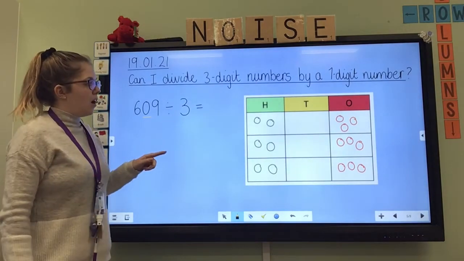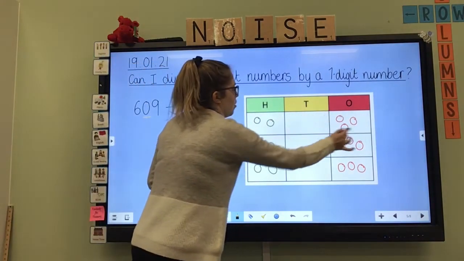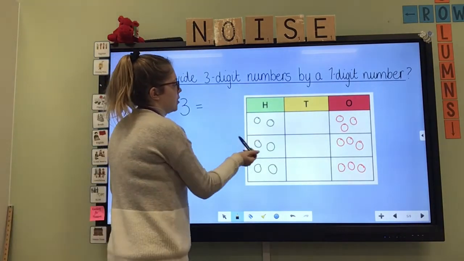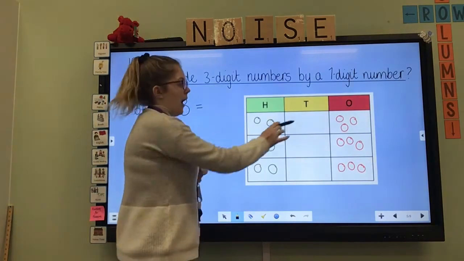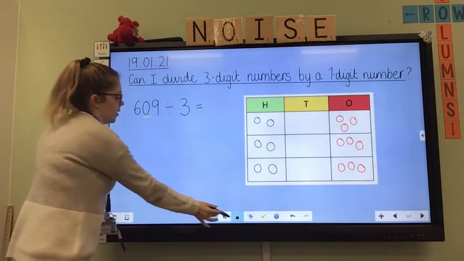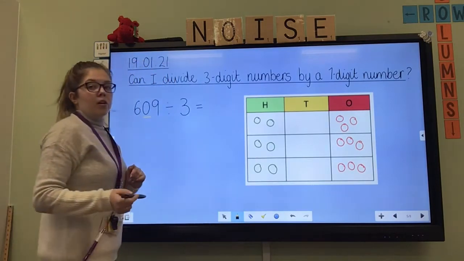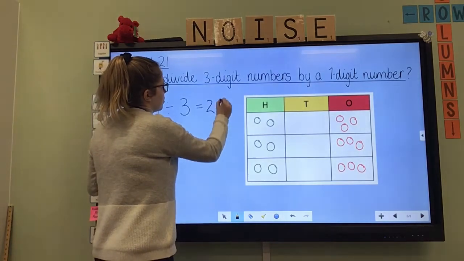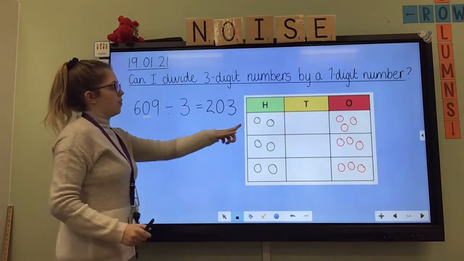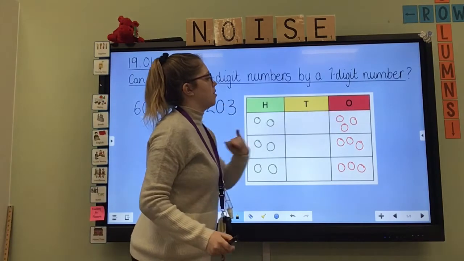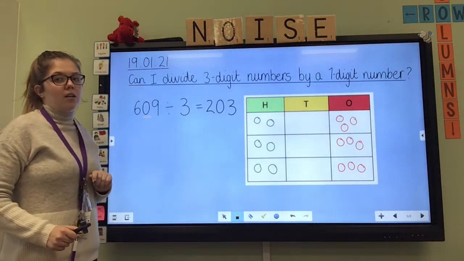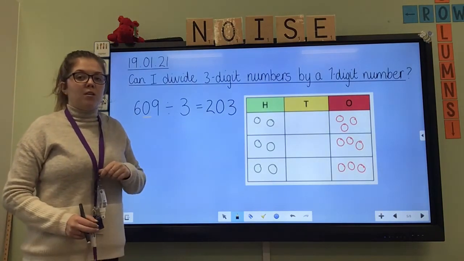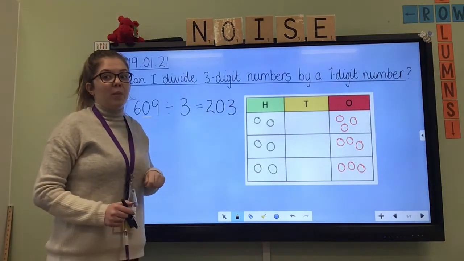Now, to tell us the answer, we need to look at the value of one of these rows. So I've got 2 hundreds, no tens, and 3 ones. So what does that give me as an answer? That's it. 609 divided by 3 is 203, because I've got 2 hundreds, no tens, 3 ones. Are we all okay so far? If you need to pause or play back the video, you can. If not, we're going to move on to another example together.